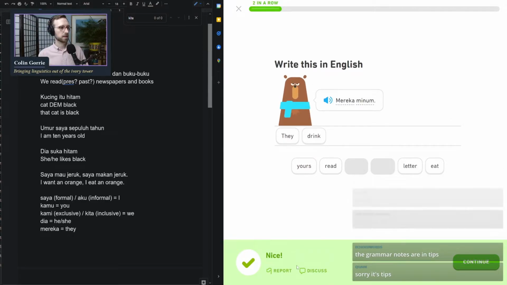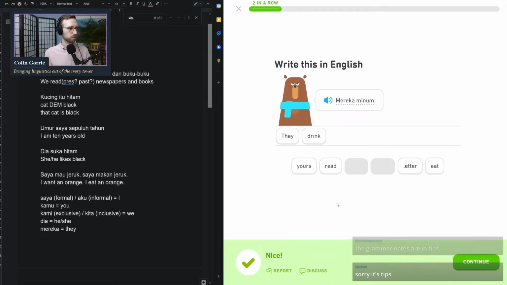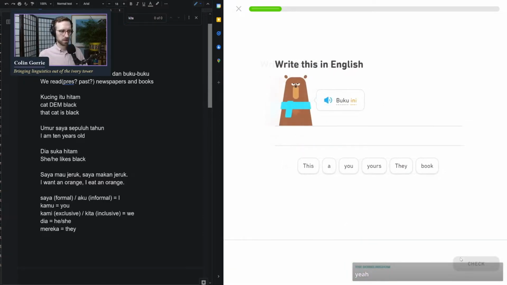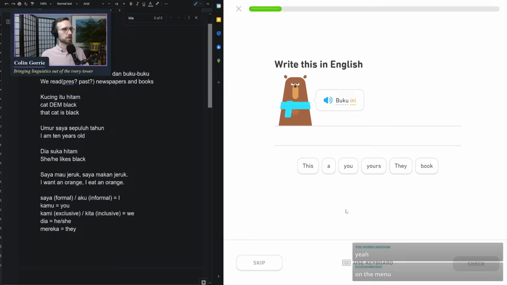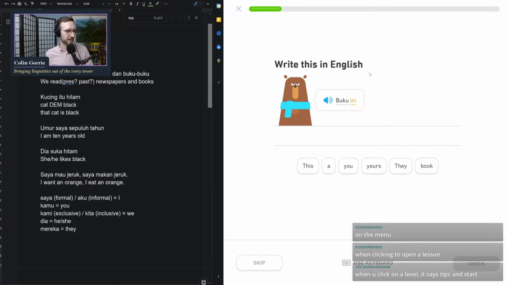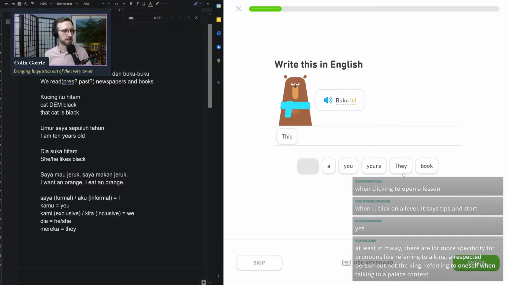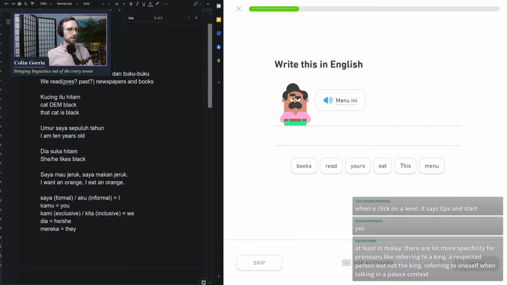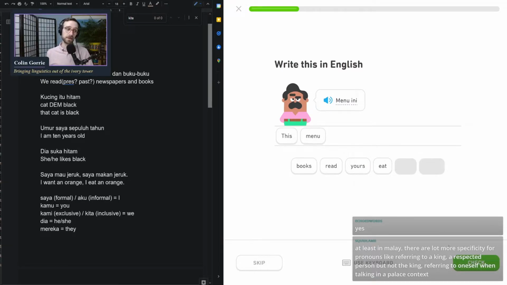Tips. The grammar notes are in tips. Where are tips? Buku ini. I don't see tips on the menu. There's no menu. Oh, I have to be out of a lesson? Okay. After this. Buku ini. This book. I'm assuming this book. Menu ini. This menu, perhaps.